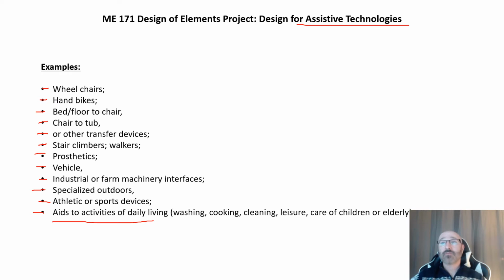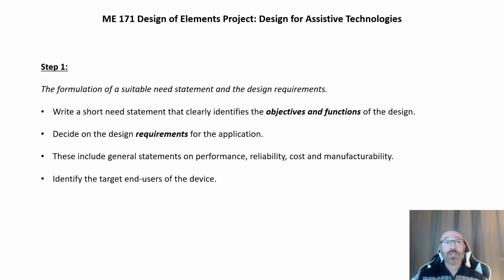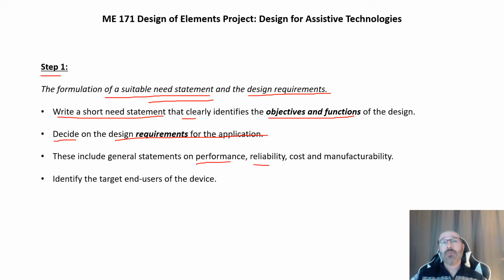So this project has been broken down into multiple steps. It'll be due at different dates throughout the semester. The first step here is the formulation of a suitable needs statement. This is where you're going to create that statement and what your design requirements are. So within this, you're going to write a short needs statement that clearly identifies the objectives and functions of your design. Decide on the design requirements for the application. These generally include statements on performance, reliability, cost, and manufacturability. Also, you're going to identify the target end users for this device. This is all within step one. You're going to be creating a statement to include all of these.